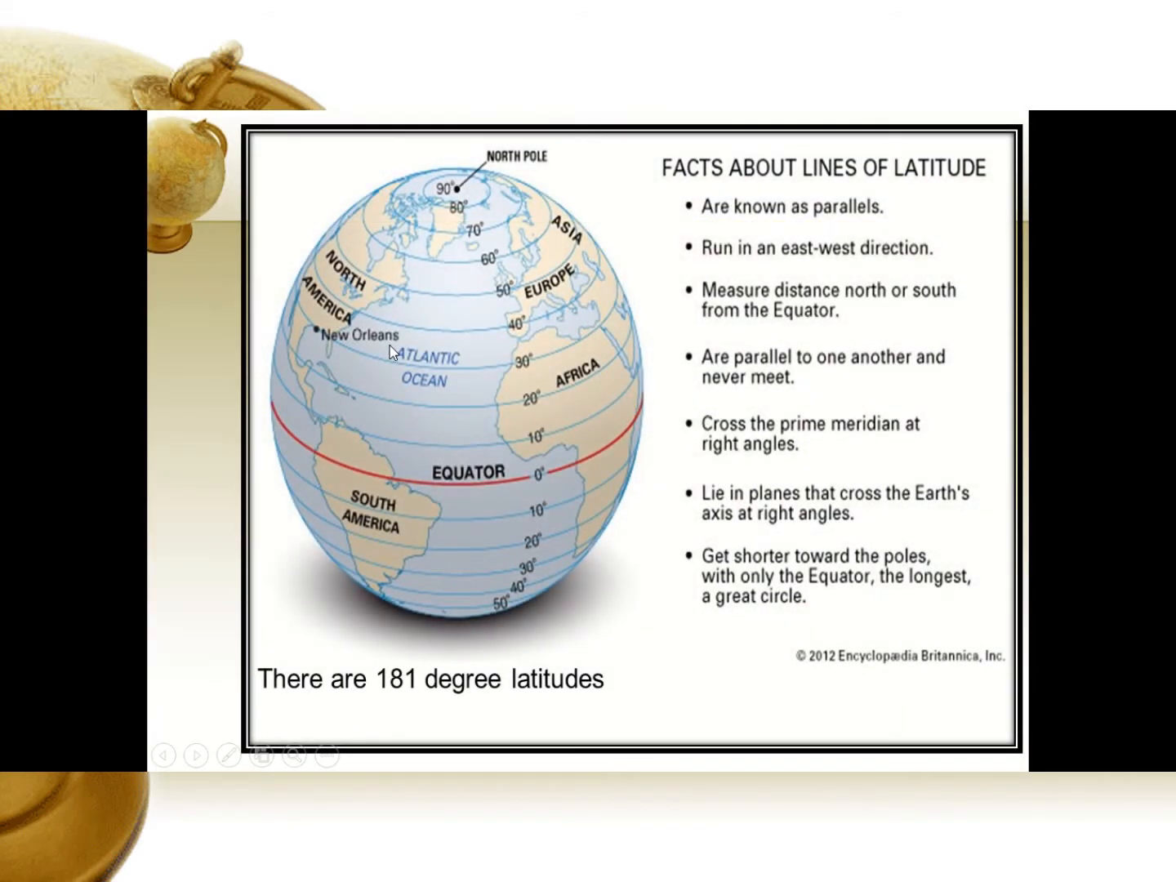There are some interesting facts about latitude. They are known as parallels. They run in east and west directions. In fact, they measure the distance north or south from the equator. They are parallel to each other and they never meet.